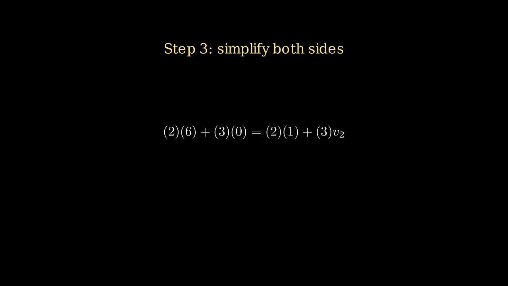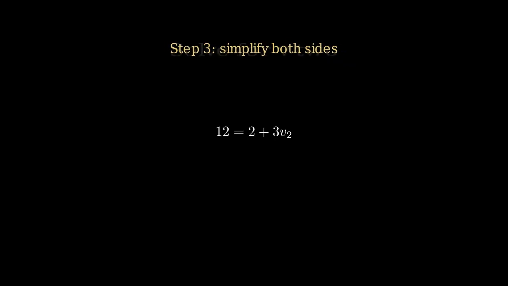Step 3 is to simplify both sides of this equation. On the left side, 2 times 6 is 12 and 3 times 0 is 0, so the left side becomes 12. On the right side, 2 times 1 is 2, so the right side becomes 2 plus 3 times v2. Now we solve for v2. 12 equals 2 plus 3 times v2.